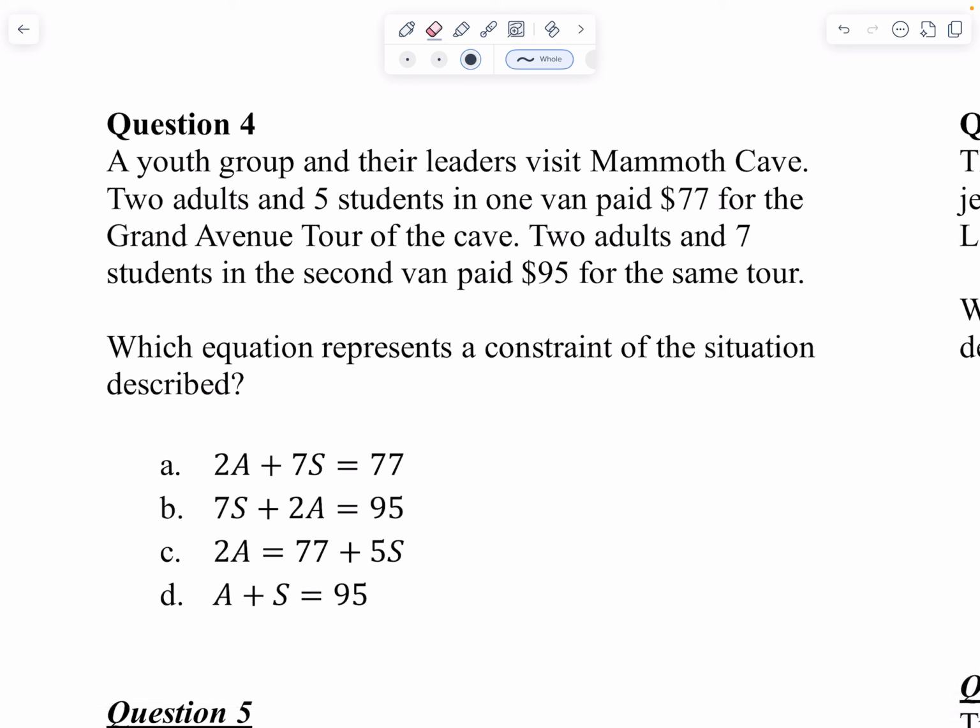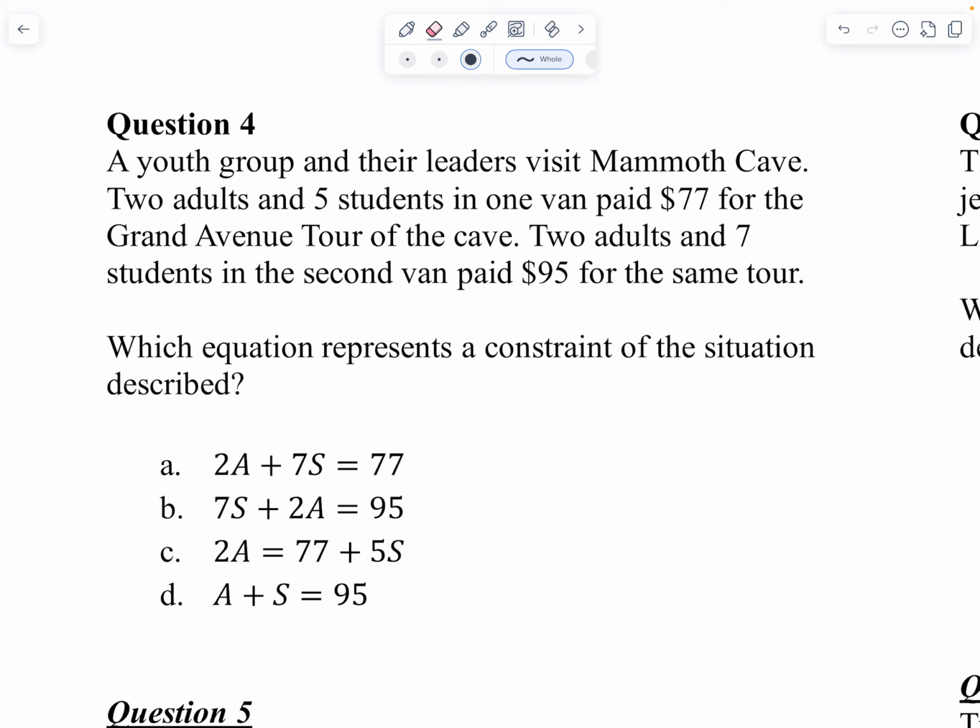So here we have a youth group and their leaders visit Mammoth Cave. 2 adults and 5 students in one van paid $77 per Grand Avenue tour of the cave. 2 adults and 7 students in the second van paid $95 for the same tour. Which equation represents a constraint of the situation described? I'm not going to look at the answers. I'm just going to write my equations.